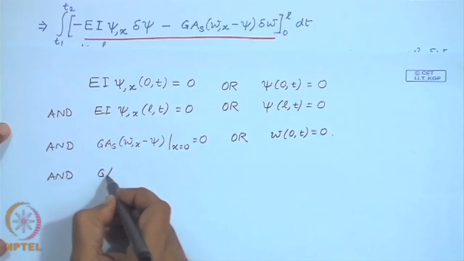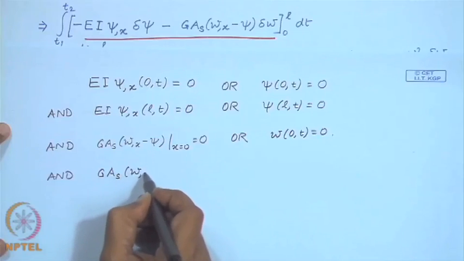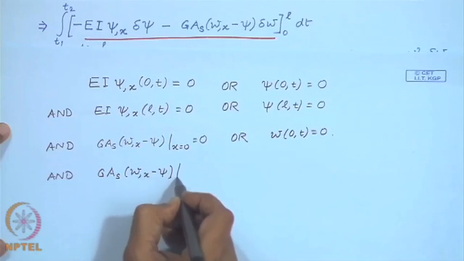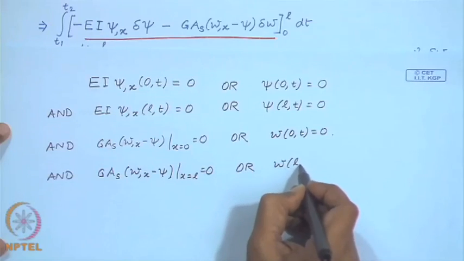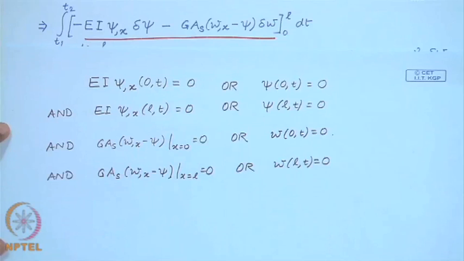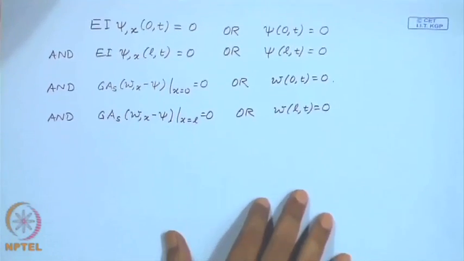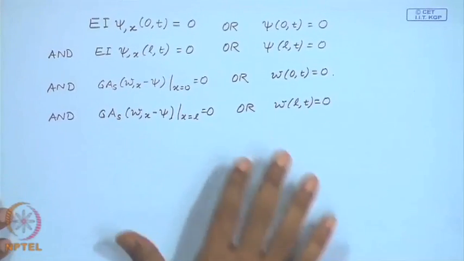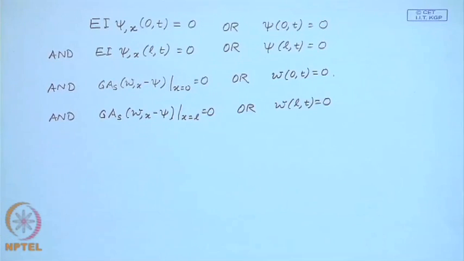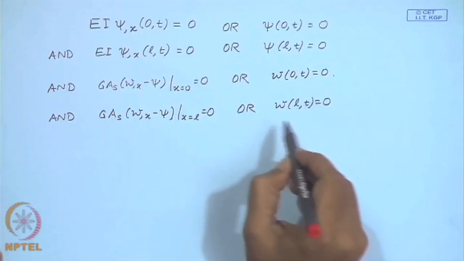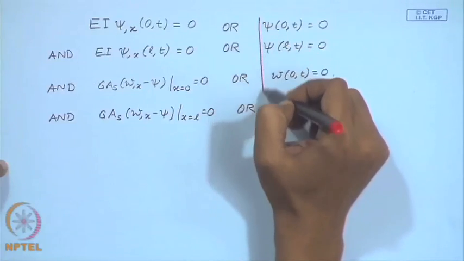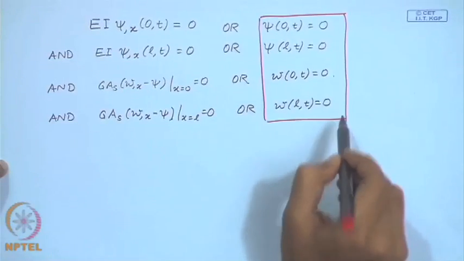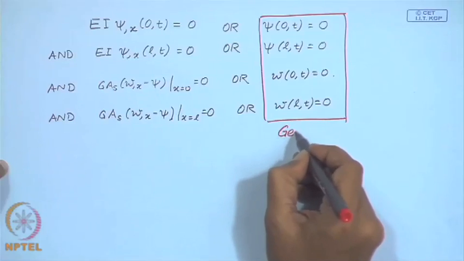And similarly at x equal to L. So, these are the possible boundary conditions that we can usually have. There are other possibilities. Now, as we have seen before as well, this set of boundary conditions, these are the geometric.